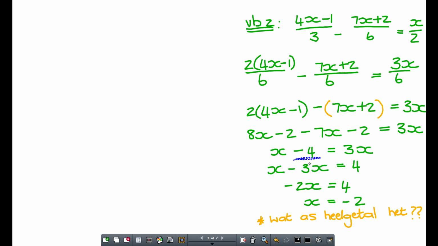Nou lyk dit net lekker korter. Nee? So then I take unknowns to the left. So if I take the 3x over, it will become x minus 3x. Then I took the minus 4 over, so it becomes positive 4.